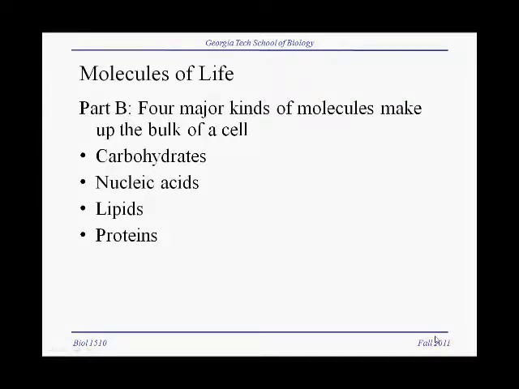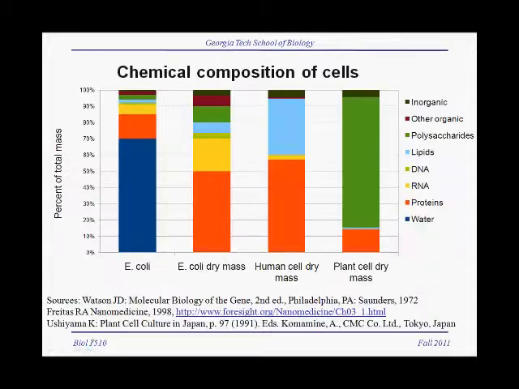In part B of our series on the molecules of life, we'll talk about the four major types of macromolecules that make up the bulk of a cell. These are carbohydrates, also known as polysaccharides, nucleic acids, lipids, and proteins. Let's start off looking at the chemical composition of various types of cells.